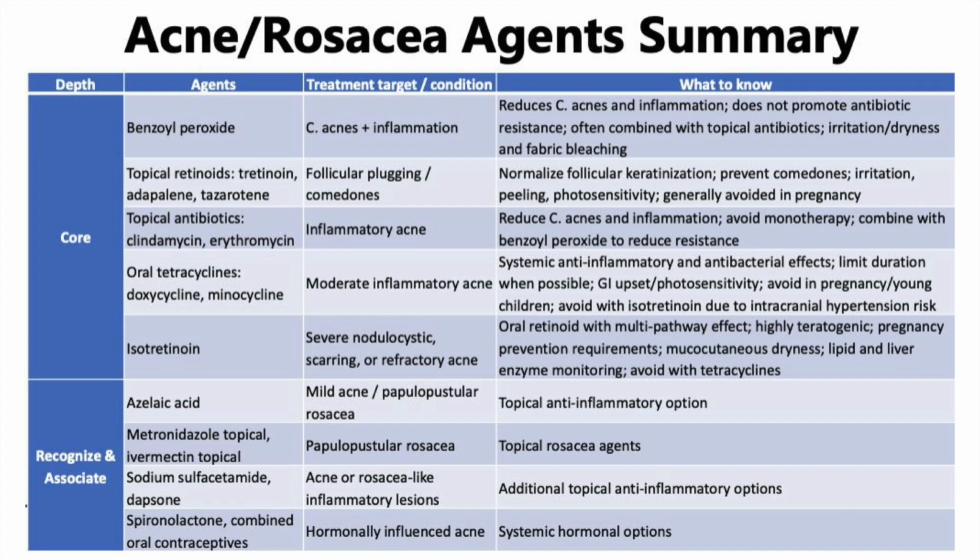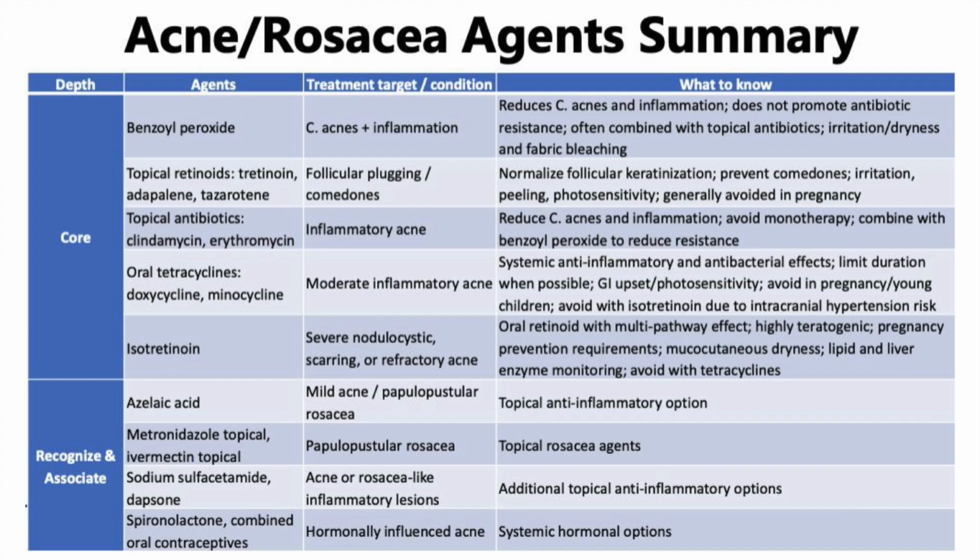Topical clindamycin or erythromycin should not be used alone because resistance develops pretty quickly, so pair them with benzoyl peroxide. Oral doxycycline or minocycline treats moderate inflammatory acne, but tetracyclines can cause GI upset and photosensitivity and are avoided during pregnancy and in young children. Do not combine tetracyclines with isotretinoin because both can increase the risk of intracranial hypertension. Isotretinoin is reserved for severe scarring or refractory acne. Remember extreme mucocutaneous dryness, teratogenicity, and lipid and liver enzyme monitoring.